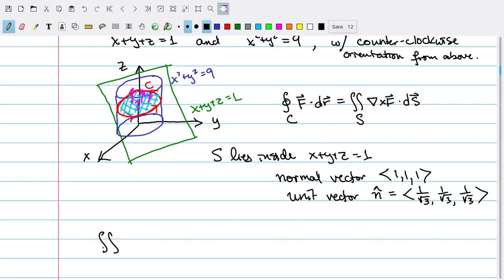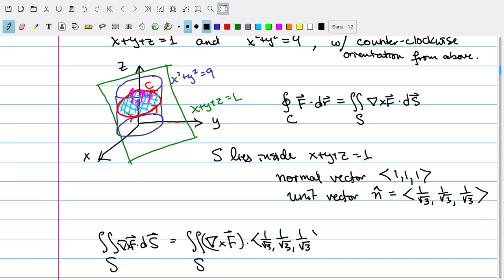So the double integral over S of f dot dS vector can now be rewritten, and it wasn't f, it was the curl of f, there we go, is going to be equal to the double integral over S of the curl of f dotted with that local normal unit vector, which is just 1 over root 3, 1 over root 3, 1 over root 3, dS scalar. So that's a much easier integral to calculate. There's no more vectors involved after I take the dot product. So let's try to do that.